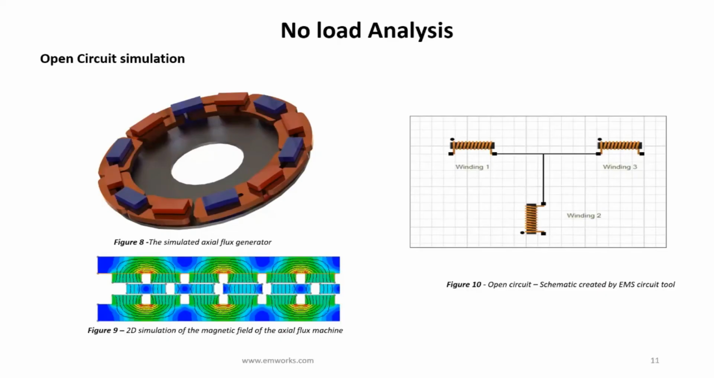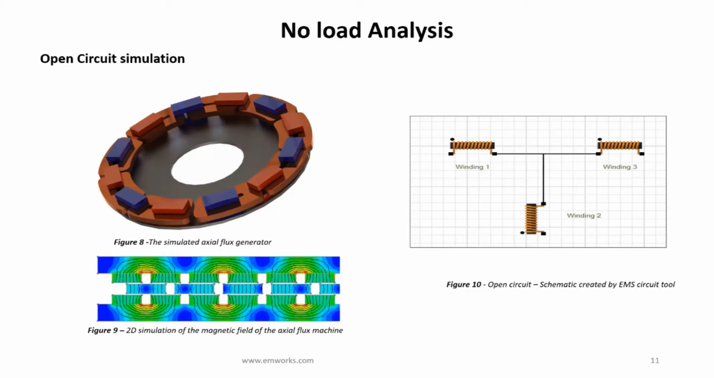Now we are back to talk about the no-load analysis. The open circuit simulation using EMS can be performed by the circuit coupling feature. The simulated Axial-Flux machine is shown in figure 8. It is a coreless double-sided rotor machine with 24 poles. It means that it has no core in the stator. 2D simulations were obtained using EMWorks 2D. They demonstrate the magnetic field lines of the machine magnetic circuit.